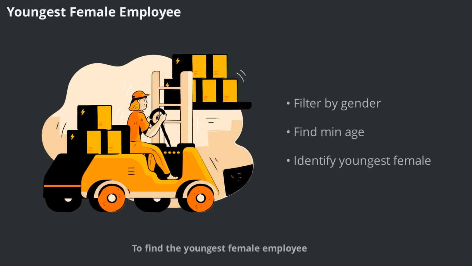To find the youngest female employee, filter the list by gender and then use min with a comparator on age. This demonstrates your ability to combine filtering and aggregation, a skill often tested in interviews.